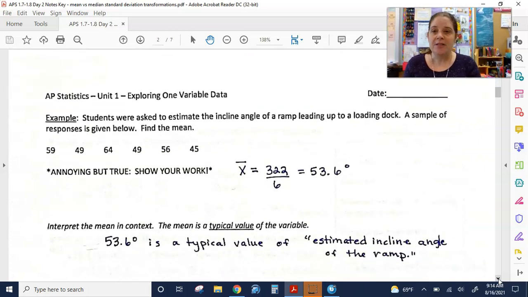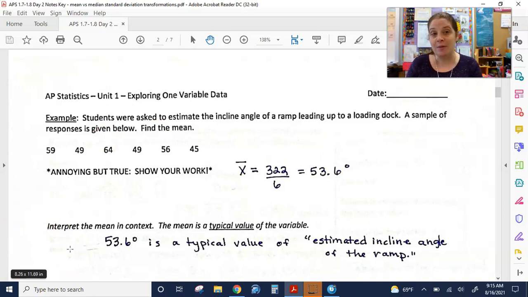Okay, so if we want to find the mean, for example, students were asked to estimate the incline angle of a ramp leading up to a loading dock. A sample of the responses is given below. Find the mean. Again, you need to add them up and divide by how many there are. I would suggest that you always show your work for this, which seems kind of frustrating because it's like, well, I could just do this in my calculator. I know that. I would recommend you always write the original sum divided by the number of observations, because that way if you do make a mistake, there's a great chance that you could get partial credit. Since we are talking about the incline angle of the ramp, I want to make sure that I put my unit on there. So no naked numbers. This would be 53.6 degrees.